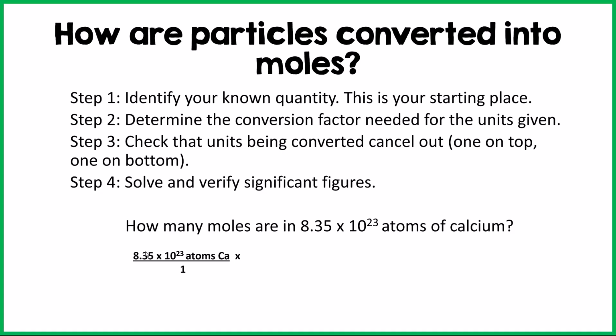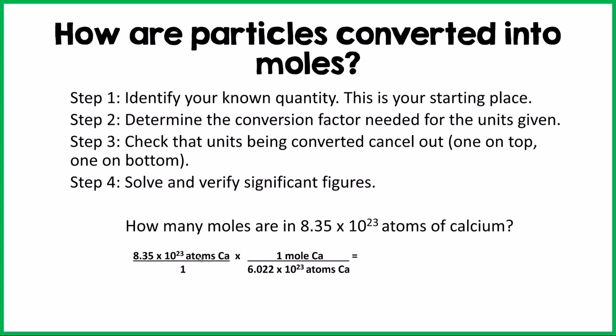And so we're going to start with the known of 8.35 times 10 to the 23rd atoms. We're going to put that over 1. And then we're going to include our conversion factor. And the conversion factor here is that 1 mole of any substance is equal to 6.022 times 10 to the 23rd particles of that substance. And here we're talking about atoms since we're talking about an element. So 1 mole of calcium is equal to 6.022 times 10 to the 23rd atoms of calcium.